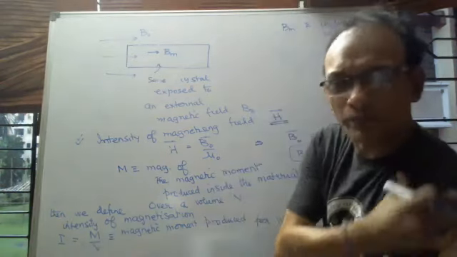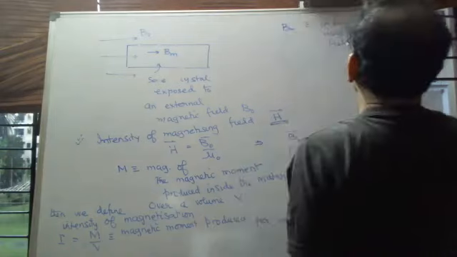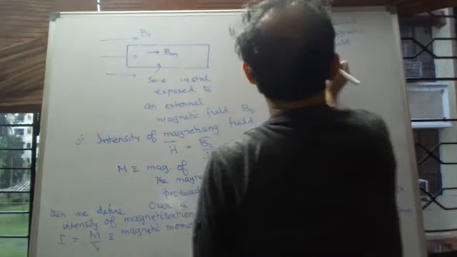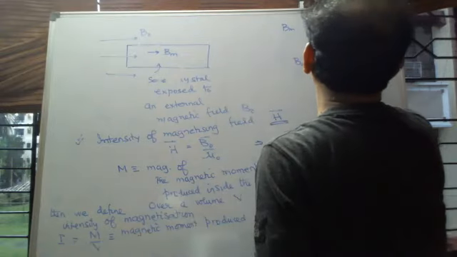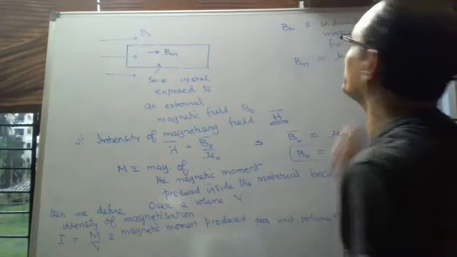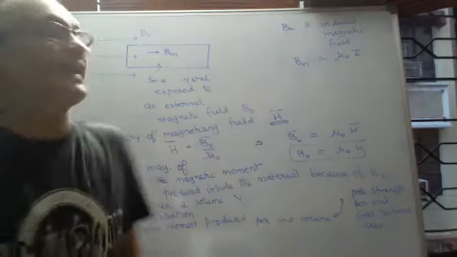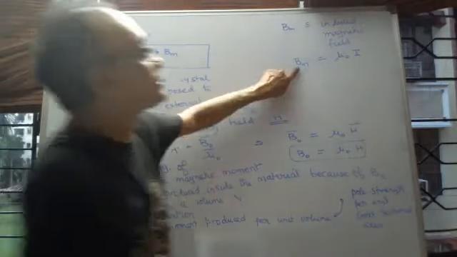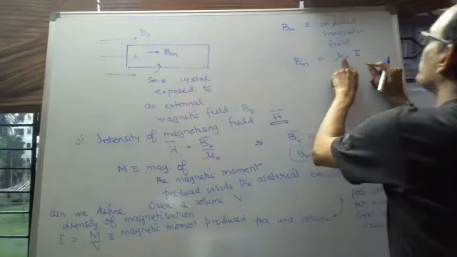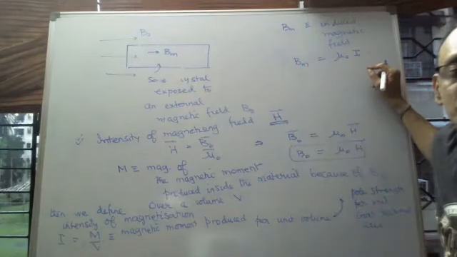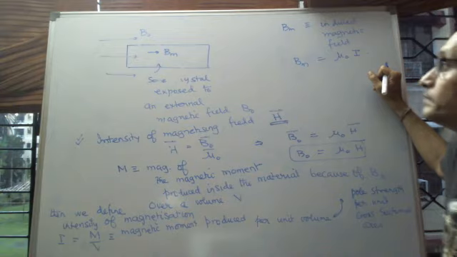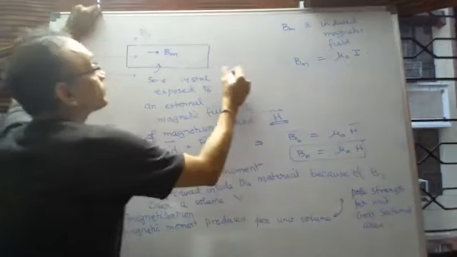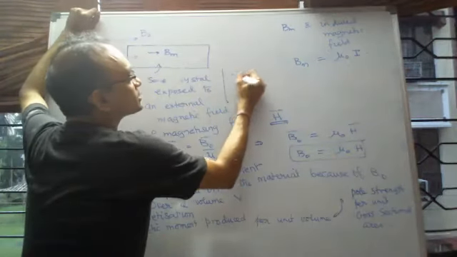Then we can show, I'm not getting into too much of derivations, that B_M, the induced magnetic field, will depend on I, will be like mu naught times I. Induced magnetic field will be like mu naught times intensity of magnetization. Total field produced inside the material.